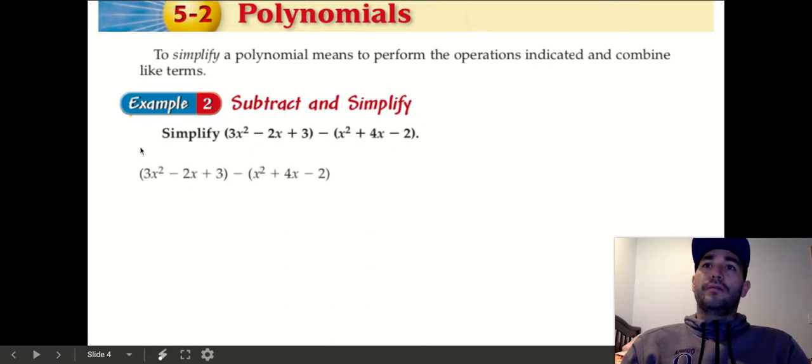If I take my original expression, I'm subtracting everything in this parentheses, so I can distribute this negative sign. I can make it look like negative x squared minus 4x, and then I have two negatives here, so negative 2 is positive 2. Basically I distributed this negative sign, and that's what gives me this expression.